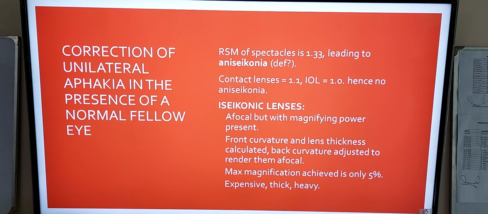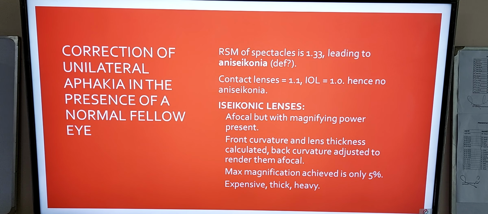ACIOL lies more anteriorly than PCIOL. Since it is a convex lens, its effective power will be increased, and so we need to decrease its power to achieve emmetropia. So the light rays will fall exactly on the retina, and usually the ACIOL is weaker than PCIOL by 2 diopters.